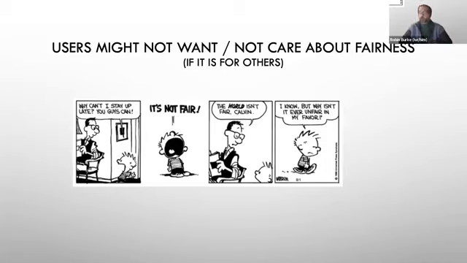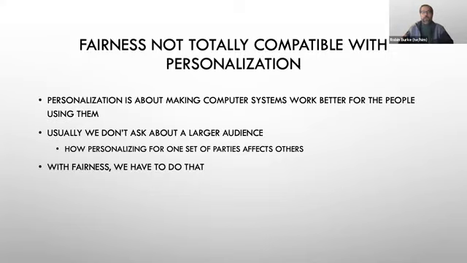Users might not care that the system is fair. They might actually even prefer that it be unfair, as long as it's unfair in their favor, which is Calvin's point here. He knows the world's not fair, but he just wishes that it was unfair in his favor sometimes. So this means that fairness is not totally compatible with personalization, which is kind of how we have thought about recommender systems for a long time.